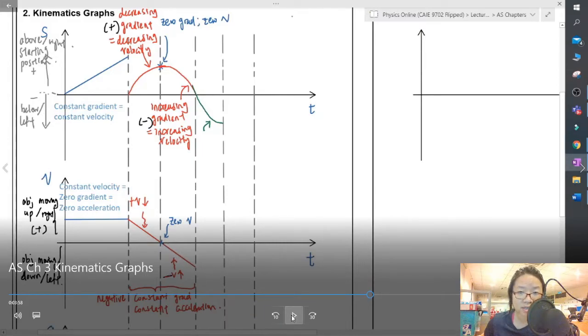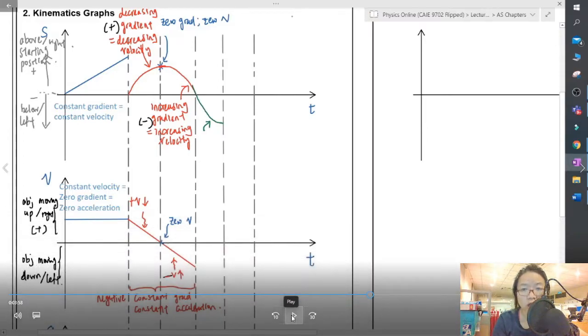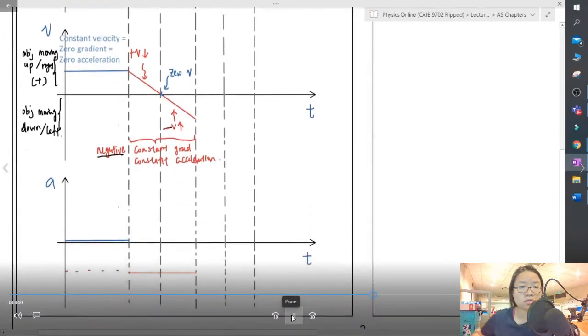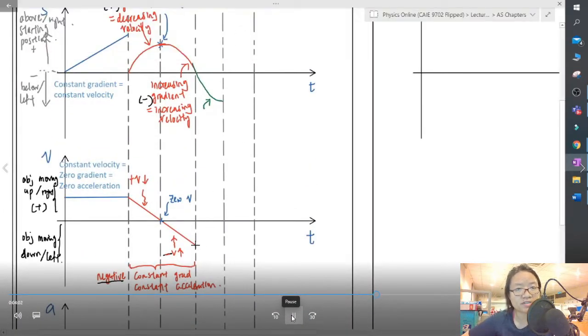Magnitude wise, it is increasing. Okay, the negative sign here is to show direction, not magnitude. That's why although the graph is still going down, we say that the velocity is increasing at the second half. All right. So again, the positive, negative.